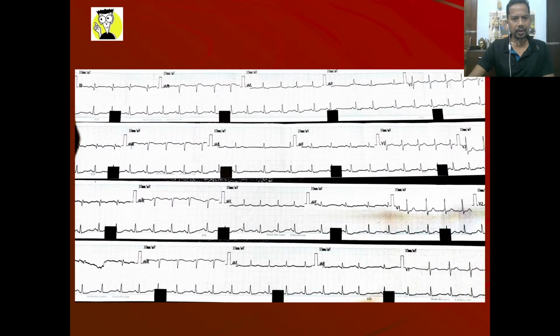Now see in lead 3 there is elevation, after a few minutes coving increased, here there are artifacts.